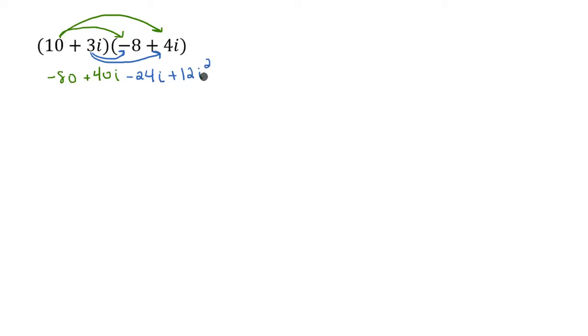Be careful with this i squared. Sometimes people forget it. When you have an i times another i, you're going to get i squared. Now I'm going to combine some like terms here. So we have negative 80. 40i minus 24i is going to be positive 16i, and then plus 12i squared. Now i squared is going to be the same as negative 1. We know that. So we're going to change this i squared here to be a negative 1.